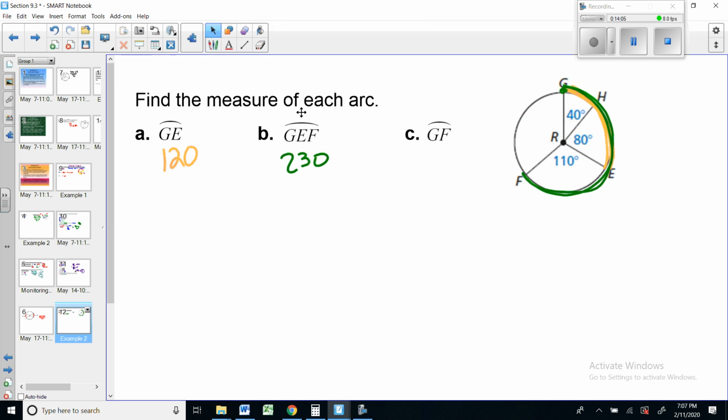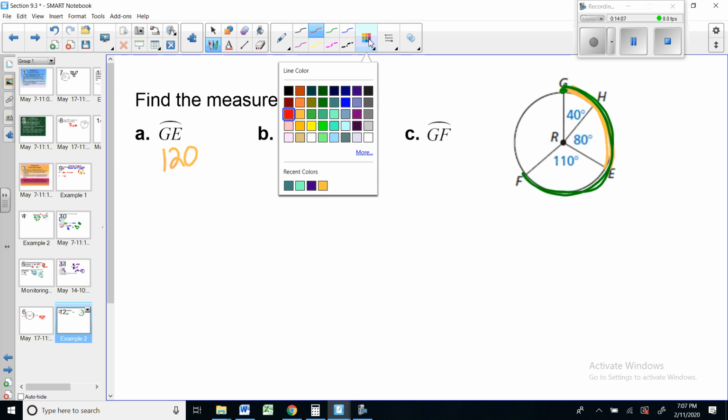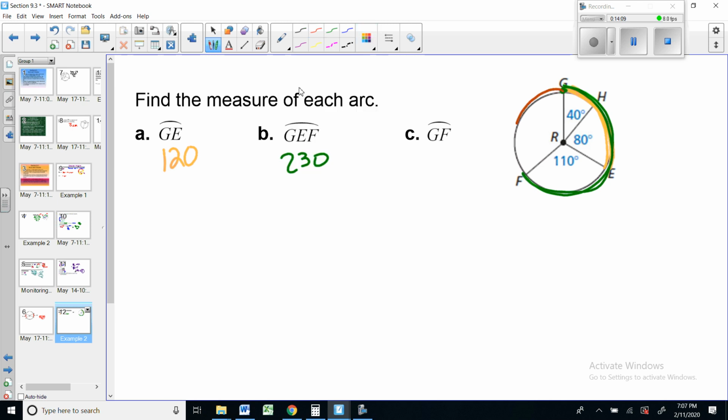Now, the last question asks us to find the length of the minor arc from G to F. So that's this one here in the dark red. Well, if the other 3 arcs add up to 230 degrees, GF needs to be what? Okay, 130. Are there any questions on those?